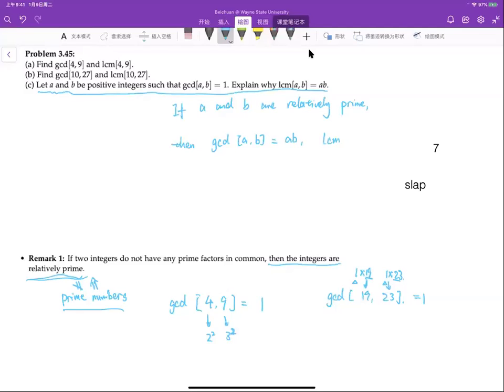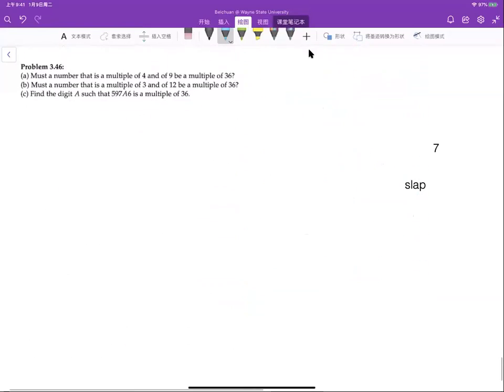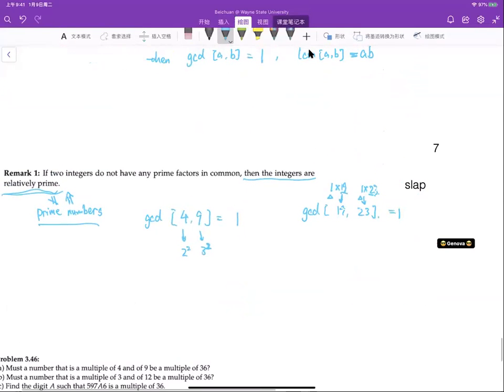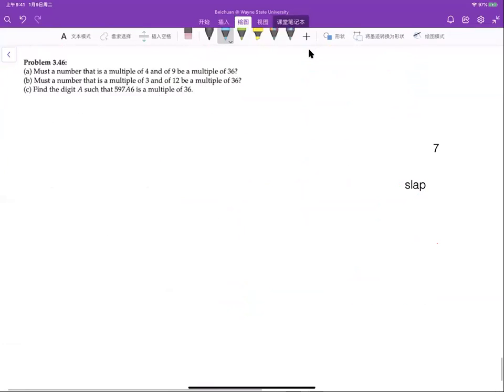But their LCM will be easy to calculate, which is the product of the two numbers. This is also easy to understand because there's nothing common in their prime factorizations. So to contain both of them, you just need to multiply them together, right? Well, I think 46 is an application of both, so you just apply that to 46.